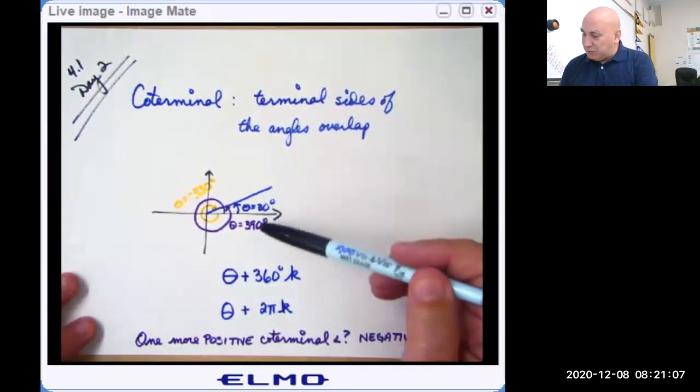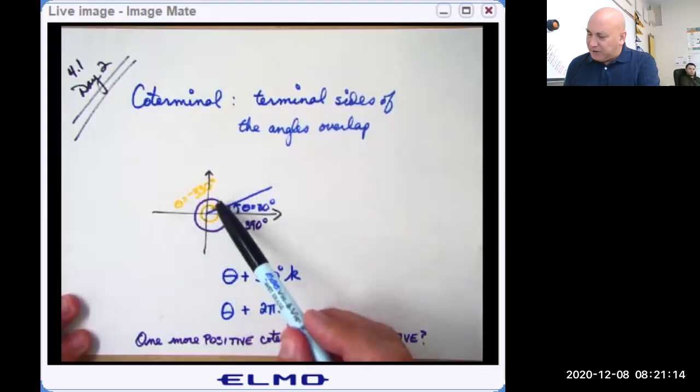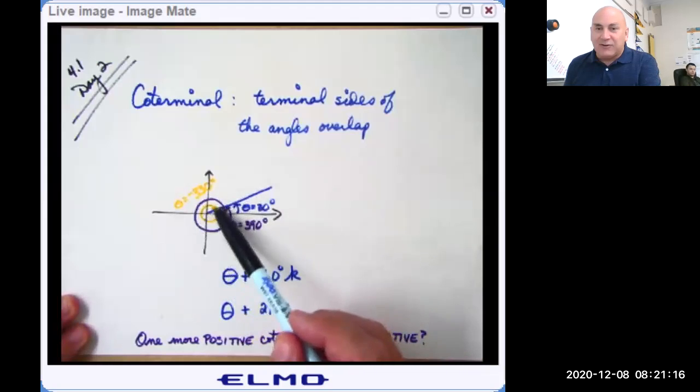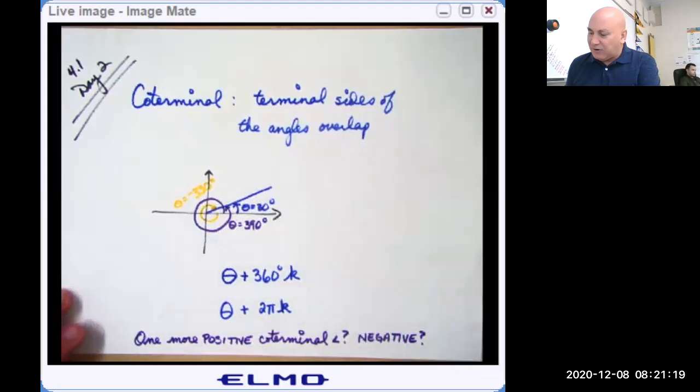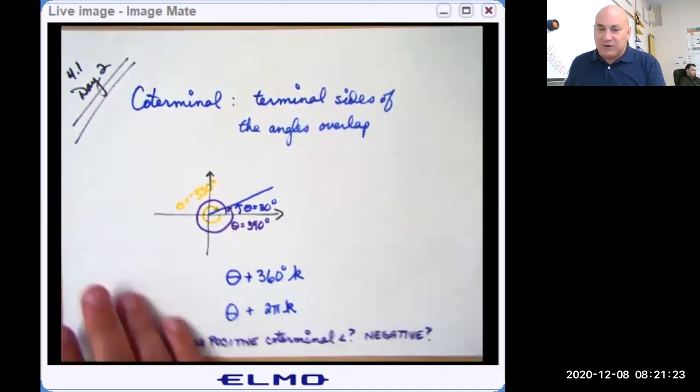Well, a positive one would be 390 plus 360 degrees. What's that, 750 degrees? And if you go negative 330 and then go another 360 degrees in the negative direction, that would be negative 690 degrees.